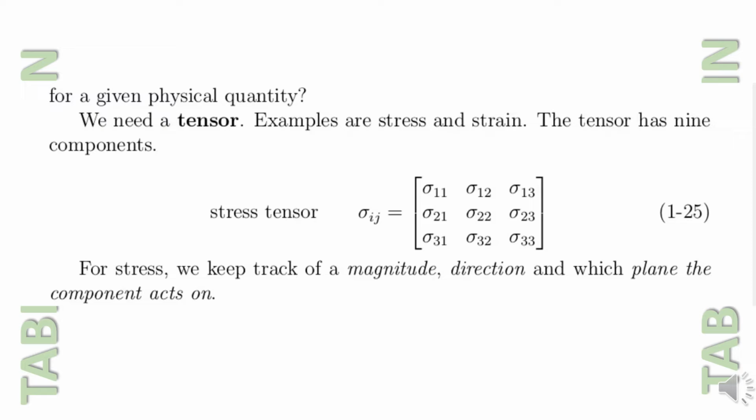For stress, we keep track of magnitude, direction, and which plane the component acts on. As stress is a quantity with direction, we need to track the magnitude, direction, and in which plane the components act. We have to keep knowing about that plane as well. Everyone knows the terms vector and scalar quantities, but engineers also come across another term known as tensors. Today we will try to understand what a tensor is.